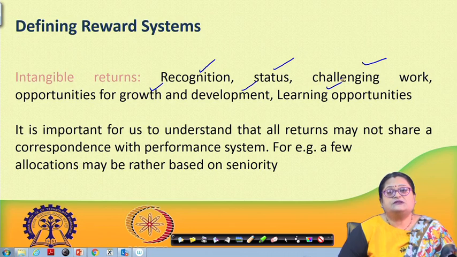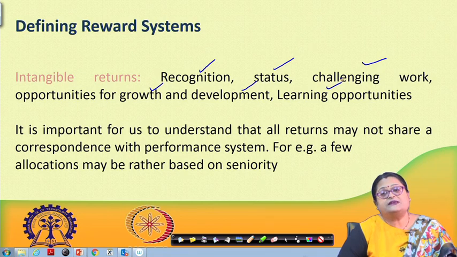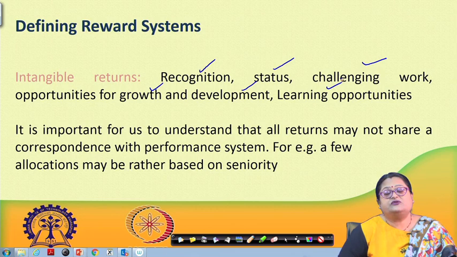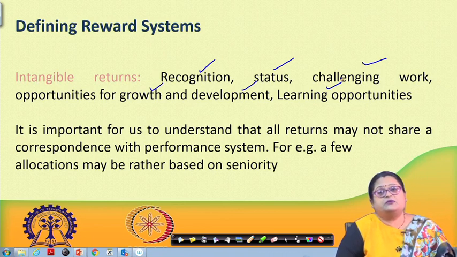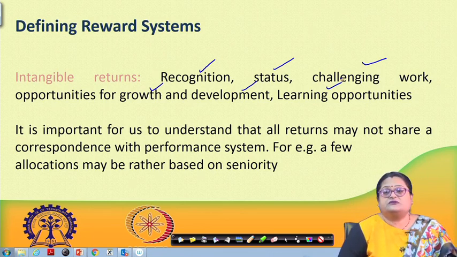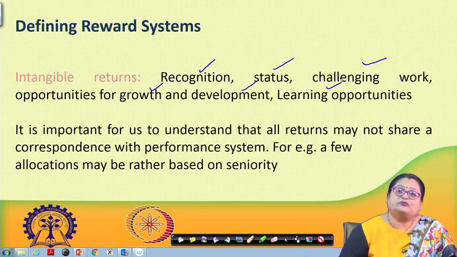So, recognition, status, challenging work. Sometimes the work itself, if it is very motivating in nature, people will get interested to work because that is giving them a sense of achieving something; their need for achievement gets fulfilled there. If I am able to do a challenging work and reach that objective, I have a sense of my competency, like yes, I can take up challenges and meet those challenges.